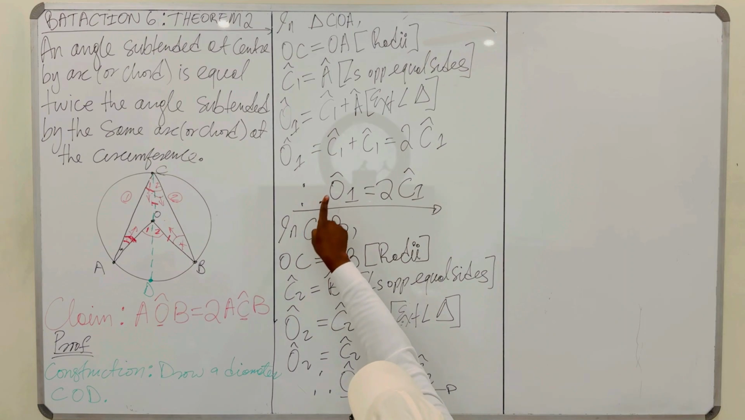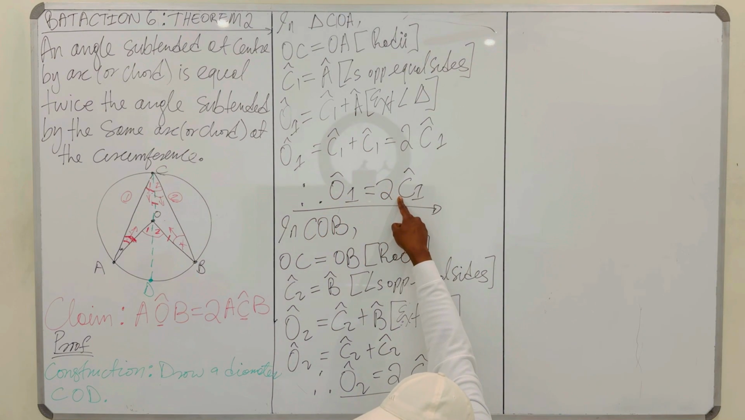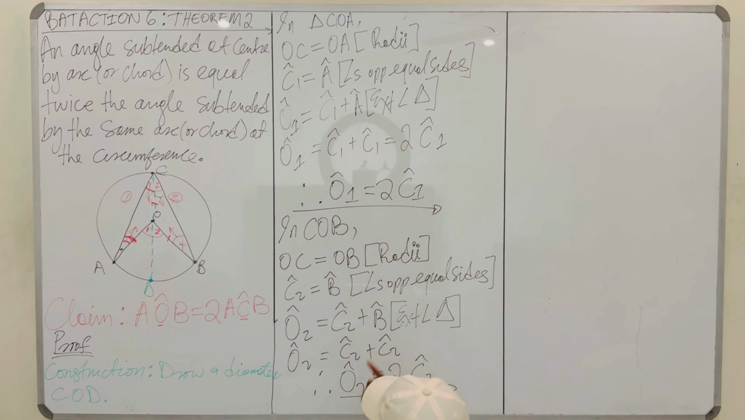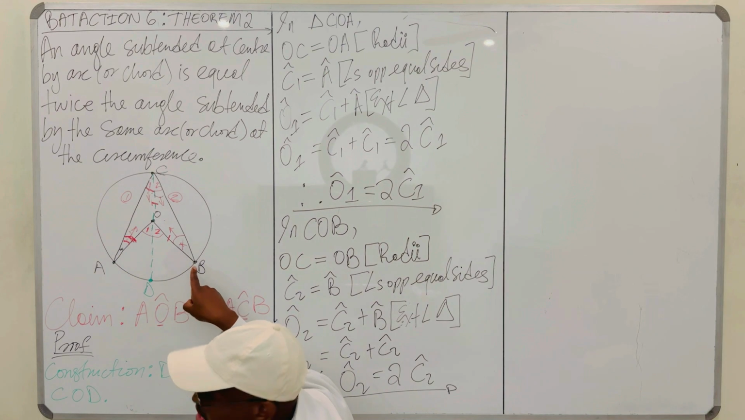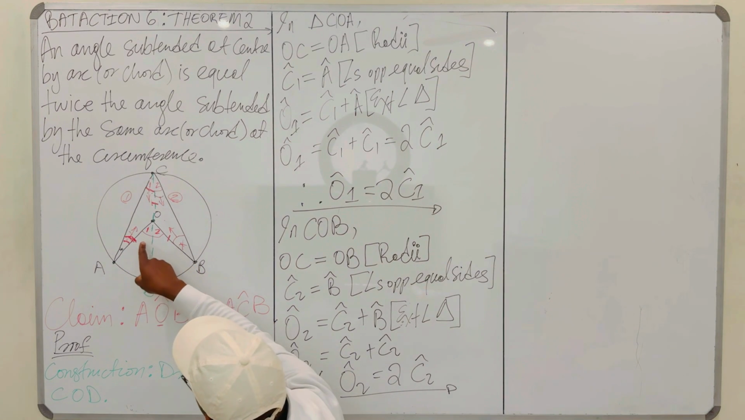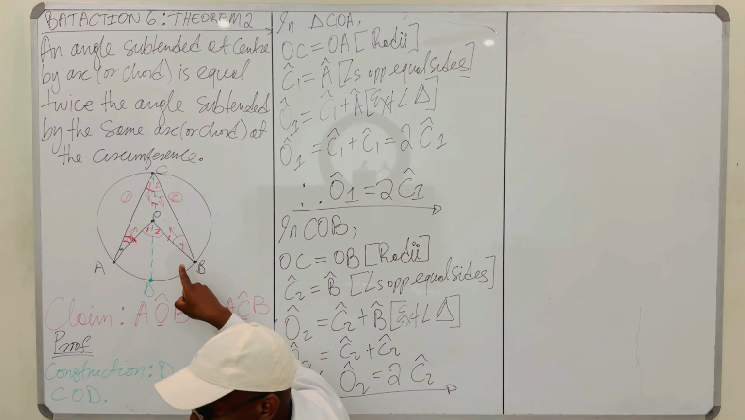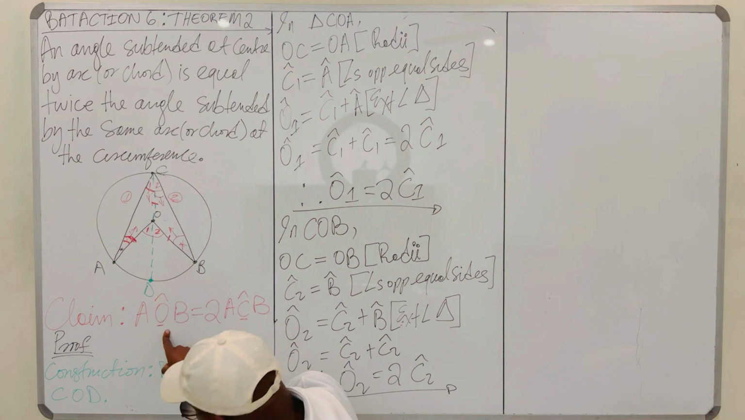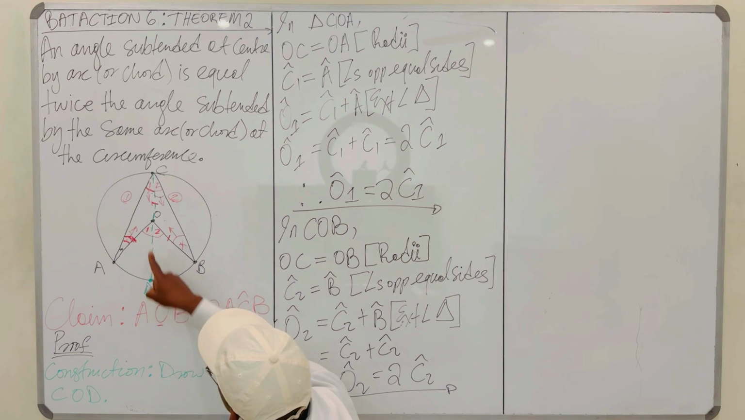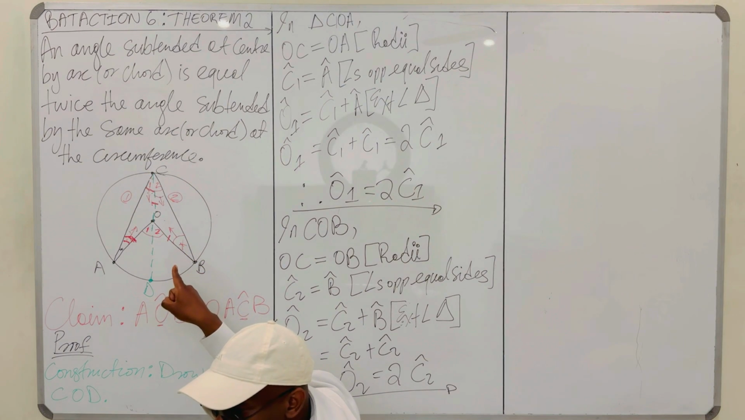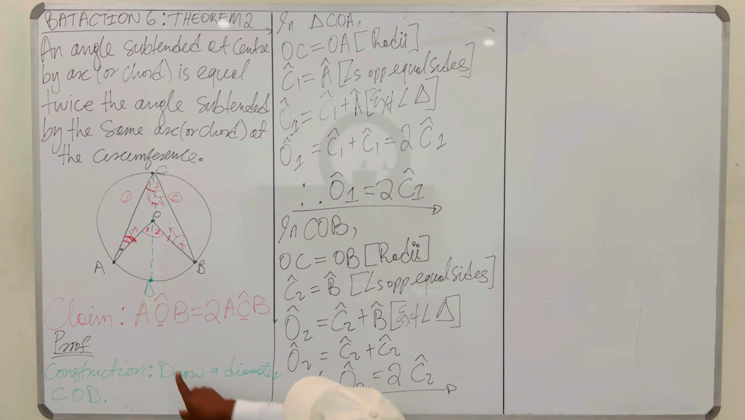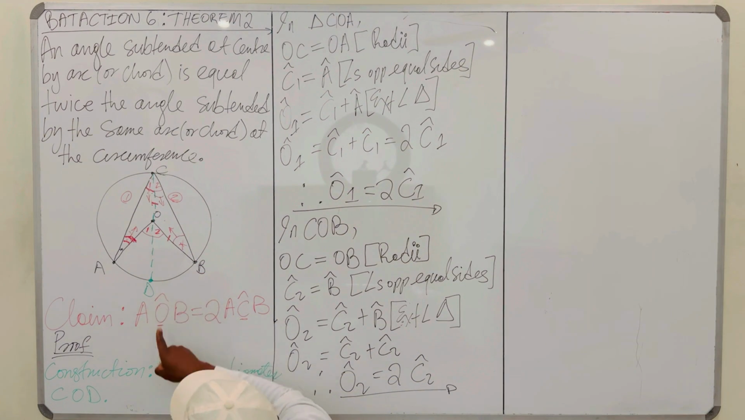So we have written O1 in terms of C, and written O2 in terms of C. Now if I add O1 and O2, I get AOB. O1 and O2 give me AOB, which is what you're looking for. If you add C1 and C2, you get ACB. So let's add O1 and O2 so that we get what we want.